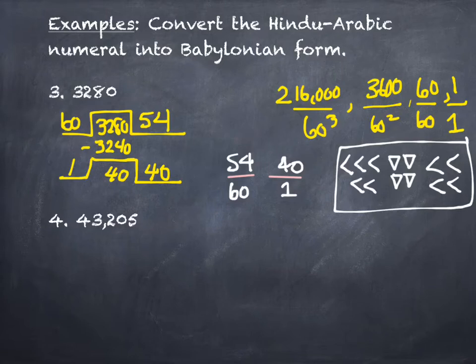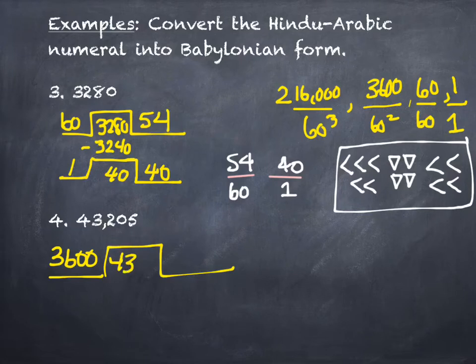Because it's bigger than 3,600. So I'm going to divide by the biggest thing in this list of numbers that will go into the number I have, and 3,600 would be that number, right? So my division is actually going to start with 3,600 this time. All right, so how many times will 3,600 go into 43,205? What's your calculator give you when you divide the whole number part?